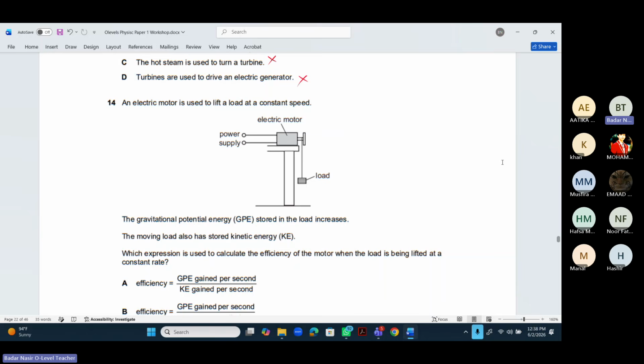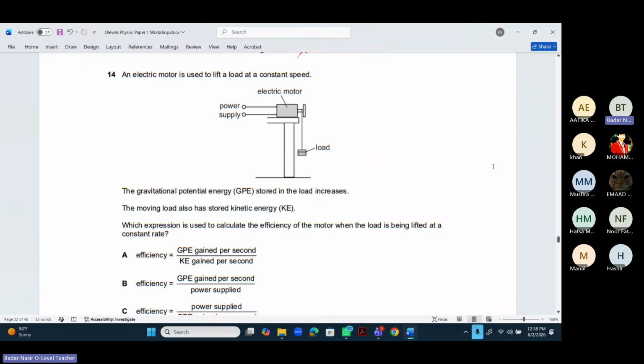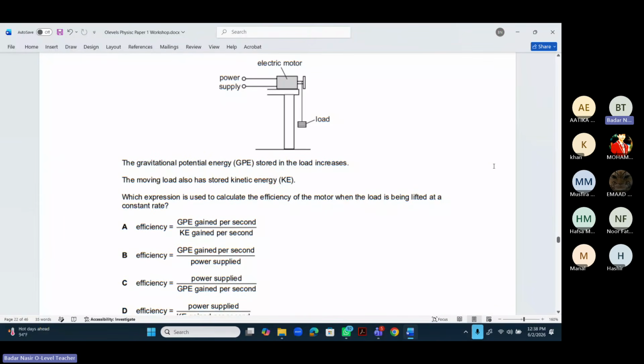An electric motor is used to lift a load at a constant speed. GPE is stored as the load increases in height. The moving load also has stored kinetic energy. Which expression is used to calculate the efficiency of the motor when the load is being lifted at a constant rate? Okay. So the efficiency formula is useful energy output over useful energy input.